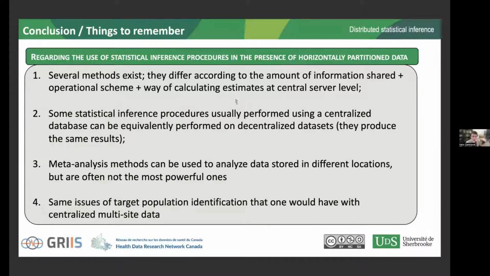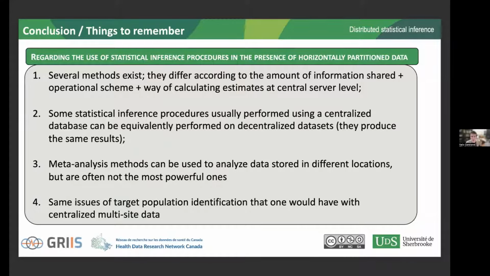So conclusions, things to remember from my talk today. To conduct statistical inference based on horizontally partitioned data, there are several methods that exist. They differ according to the amount of information that is shared and the operational scheme that they use. For example, the number of communications between the nodes and the coordinating center, the quantities that are shared, and how the coordinating center aggregates the information sent by the nodes.